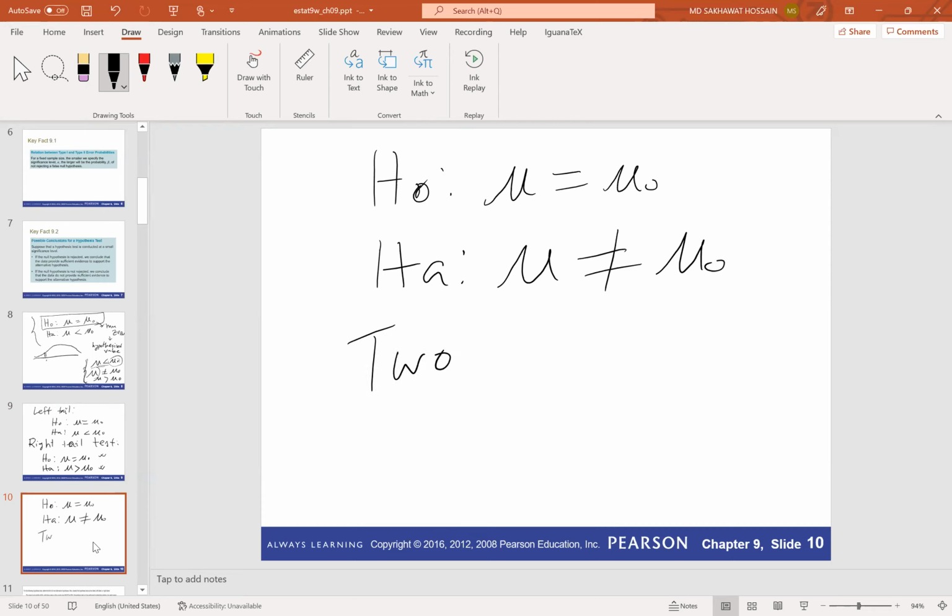This is called a two-tailed test. Why two-tailed? Because mu could be less than mu naught, or mu could also be greater than mu naught. That means we have both tails here, so that's why this is called a two-tailed test. So we have three types of hypothesis test: left tail, right tail, and two tail. The left tail and right tail tests are called one tail tests. Do you have any questions?